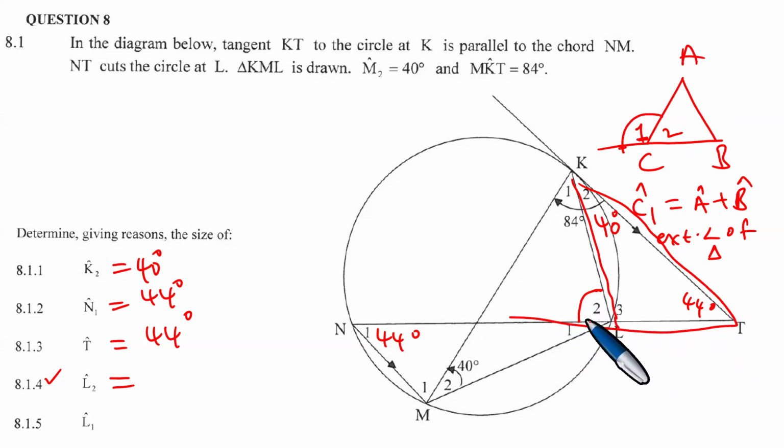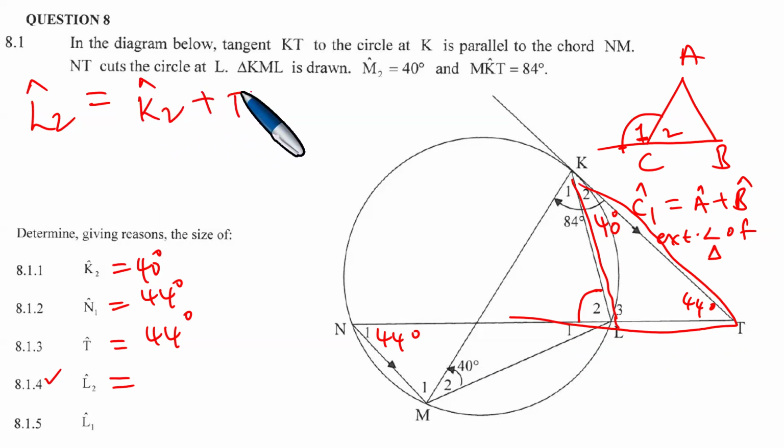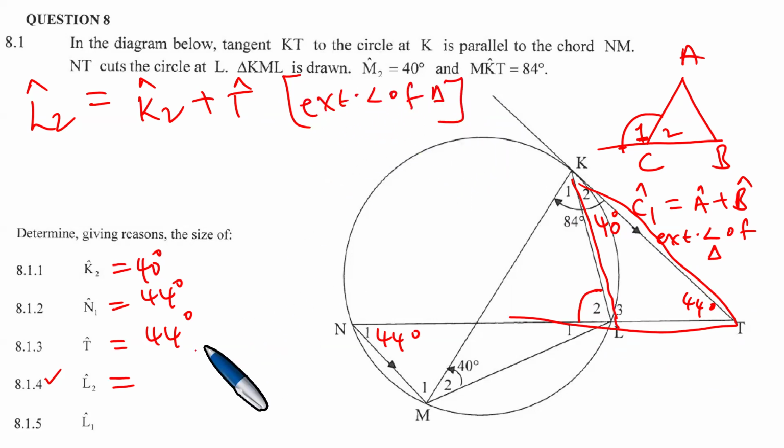So it means therefore this angle L2 is equal to angle K2 plus angle T. Why is this from grade 10? This angle is sitting outside this triangle here, which means that it's an exterior angle of the triangle. Good. So we are in business, and some of these things have been seen before.